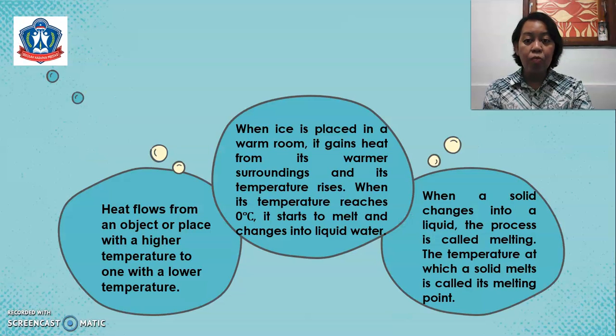Heat flows from an object or place with a higher temperature to one with a lower temperature. When ice is placed in a warm room, it gains heat from its warmer surroundings and its temperature rises. When its temperature reaches 0 degrees Celsius, it starts to melt and changes into liquid water. When a solid changes into a liquid, the process is called melting. The temperature at which a solid melts is called its melting point.